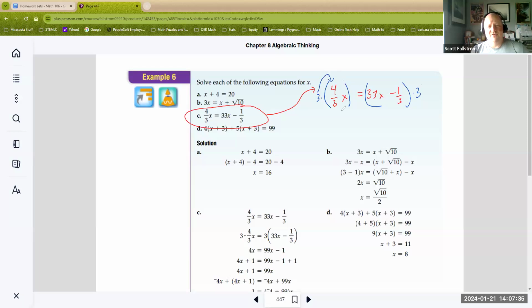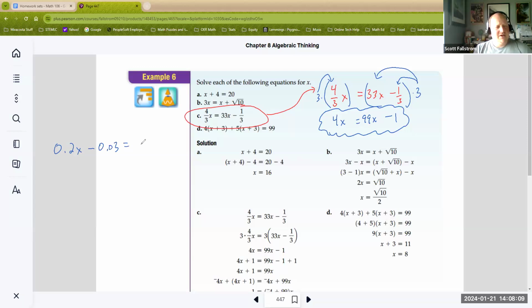And when you multiply 4/3 by 3, you just get 4x. No more fractions. Over here on the left-hand side, 3 times 33x gives me 99x's. Over here, 3 times 1/3 gives me 1. And you now, through the power of algebra, have transformed the equation into something that's probably a lot easier to work with. And there you go. Use that anytime you want. You could use this with decimals as well. I've seen somewhere we have like 0.2x minus 0.03 equals 0.052 or whatever it is, right?